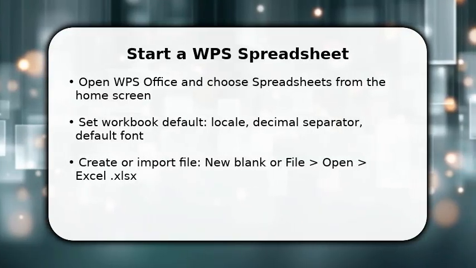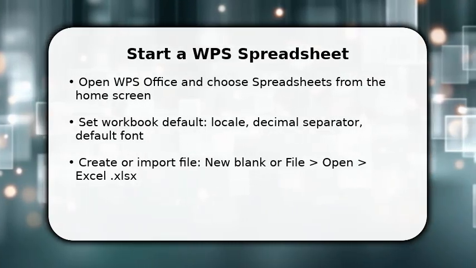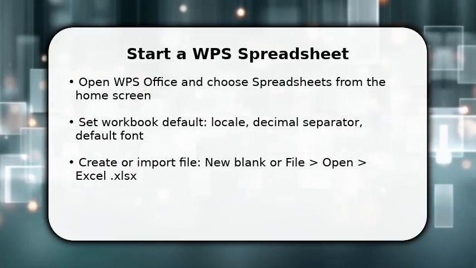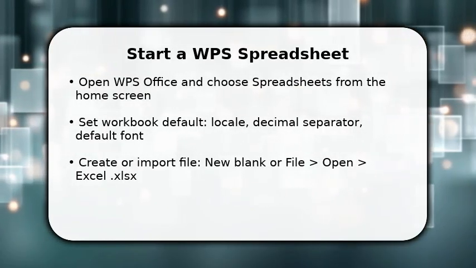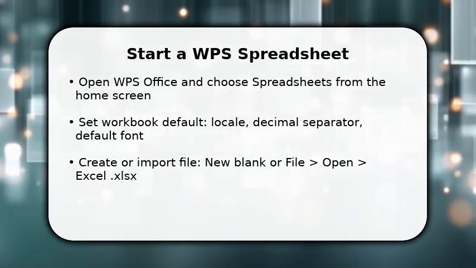Open WPS spreadsheets and create a new workbook or import your existing XLSX file. You want to set locale and decimal separators first so formulas behave predictably. Next, name and save the file to a specific folder. This prevents confusion later when linking data.